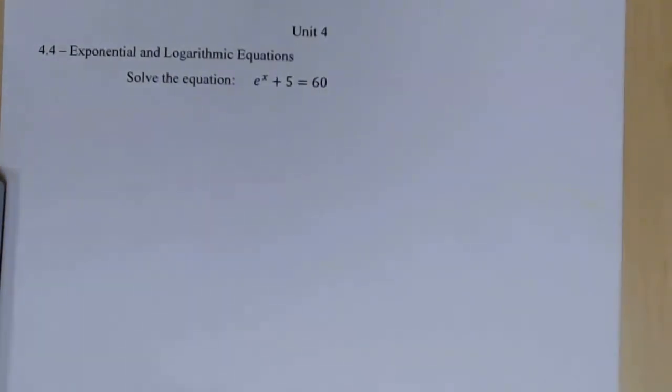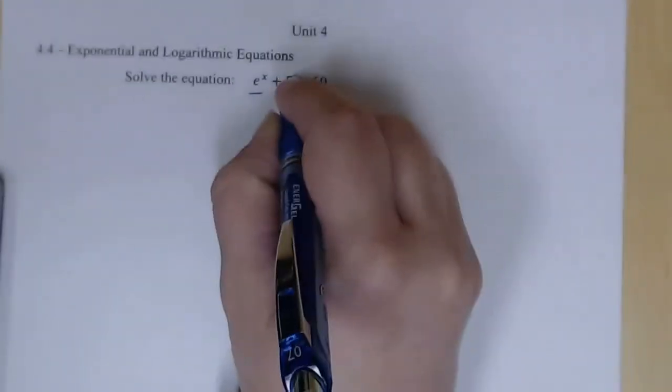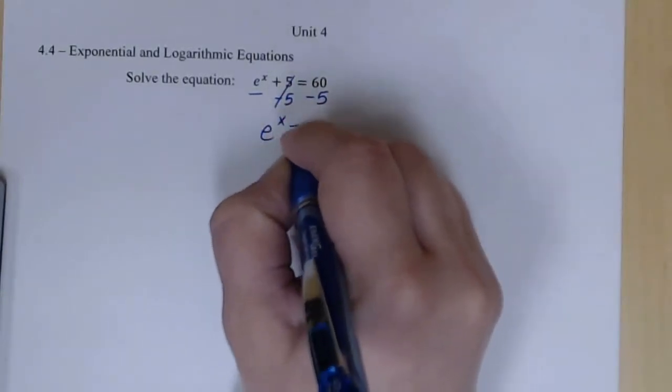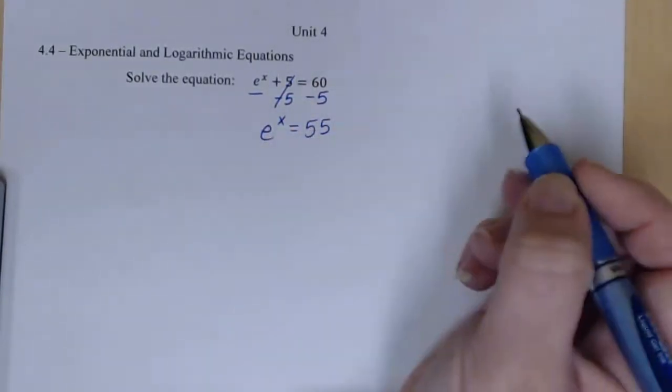Solve the equation. Oh goodness, what are we going to do with this? Well, the first thing I'm going to do is get that exponential by itself. So I'm going to subtract the 5 to move it over. This gives me e to the x equal to 55.